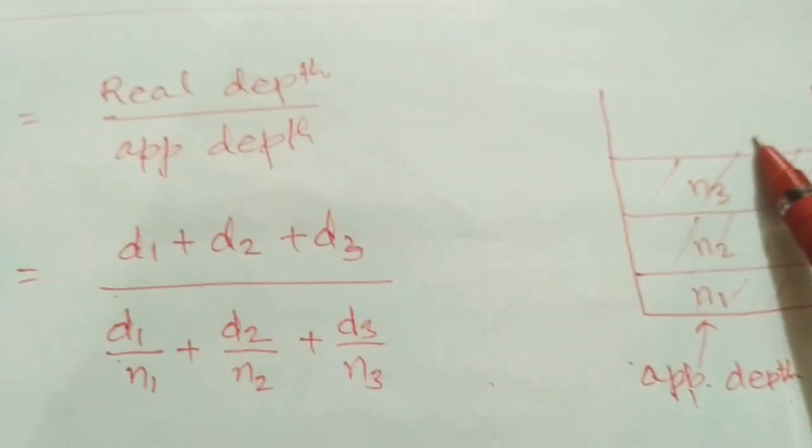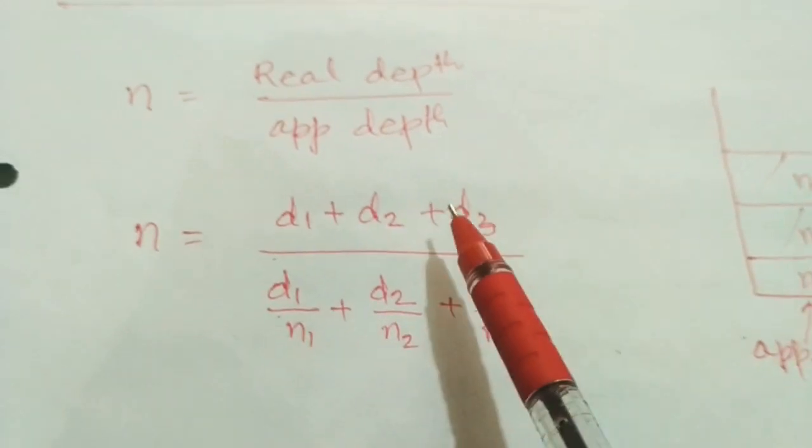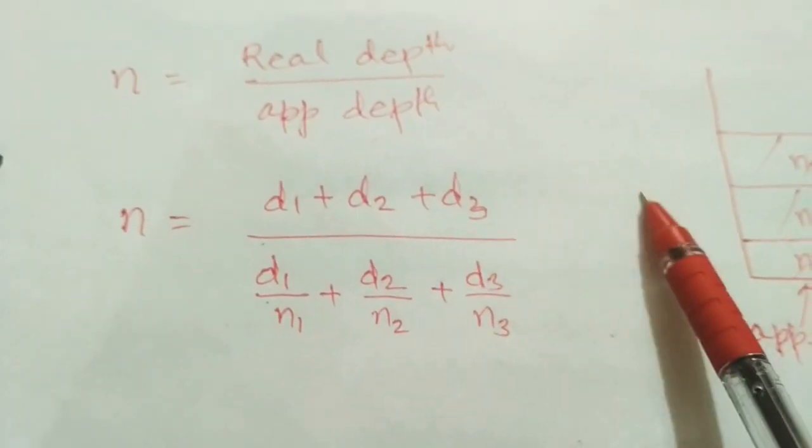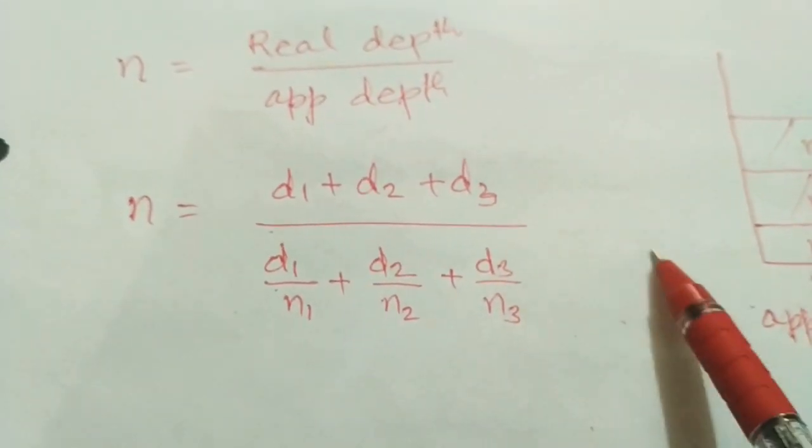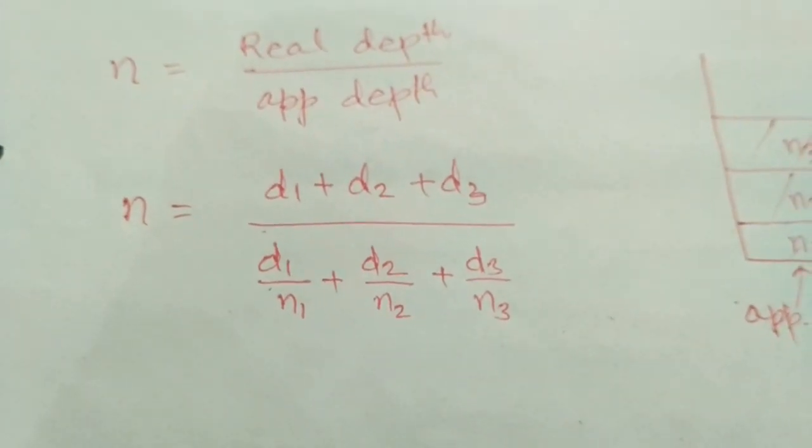Now suppose there are some more media, still the equation will be the same, plus D4 plus D5, the same way D4 upon N4, D5 upon N5, and so on.